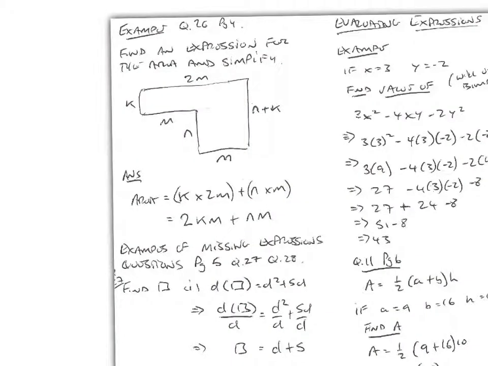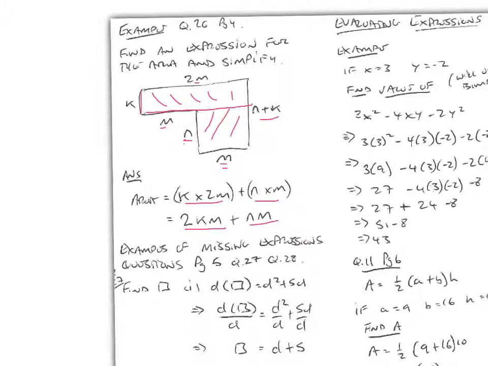Let's look at question 26, page 4. Find the expression for the area of this shape and simplify, with k, m, n plus k, and 2m. So a quick way of doing the area is this area, which is k by 2m, plus this area, which is n by m. So k times 2m is 2km, and n times m is nm. That's the answer.